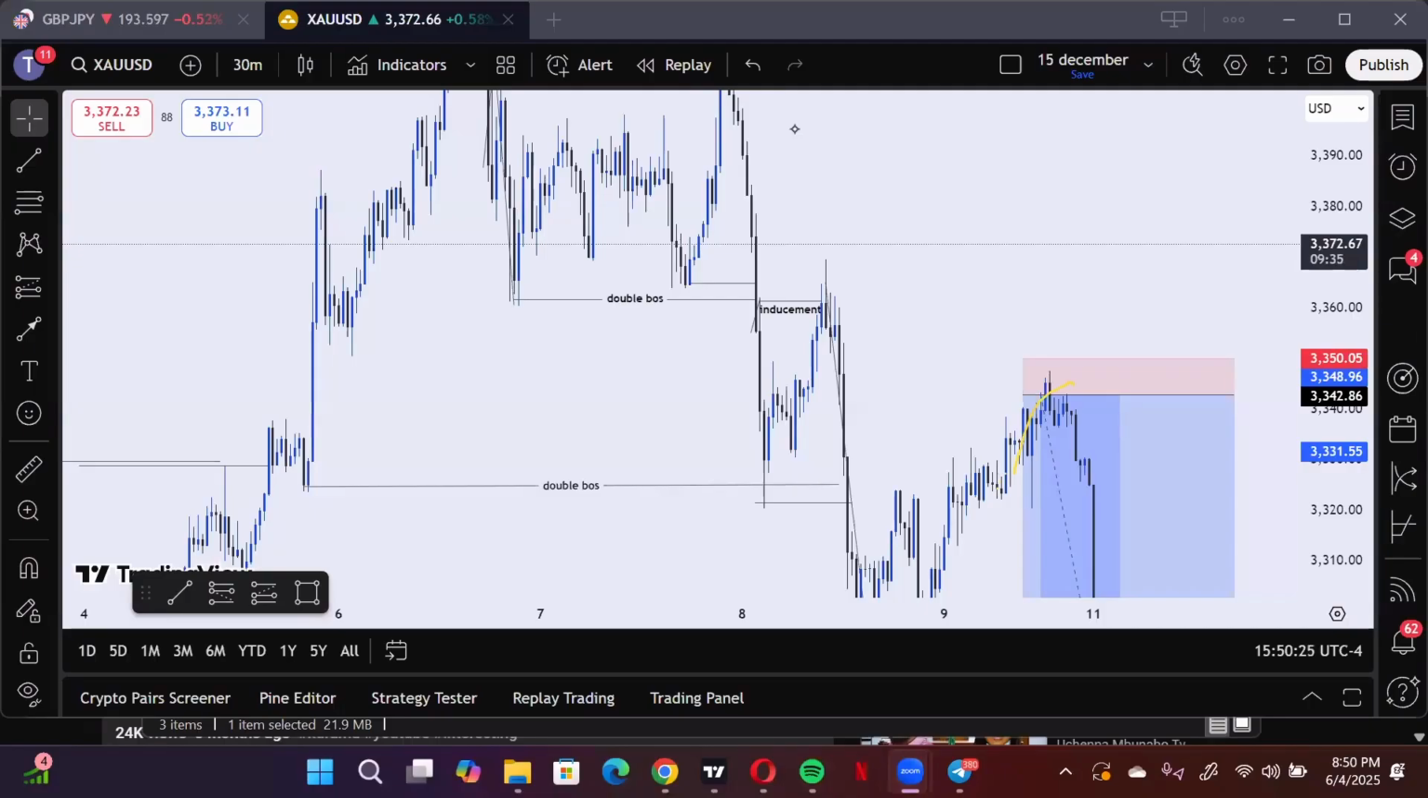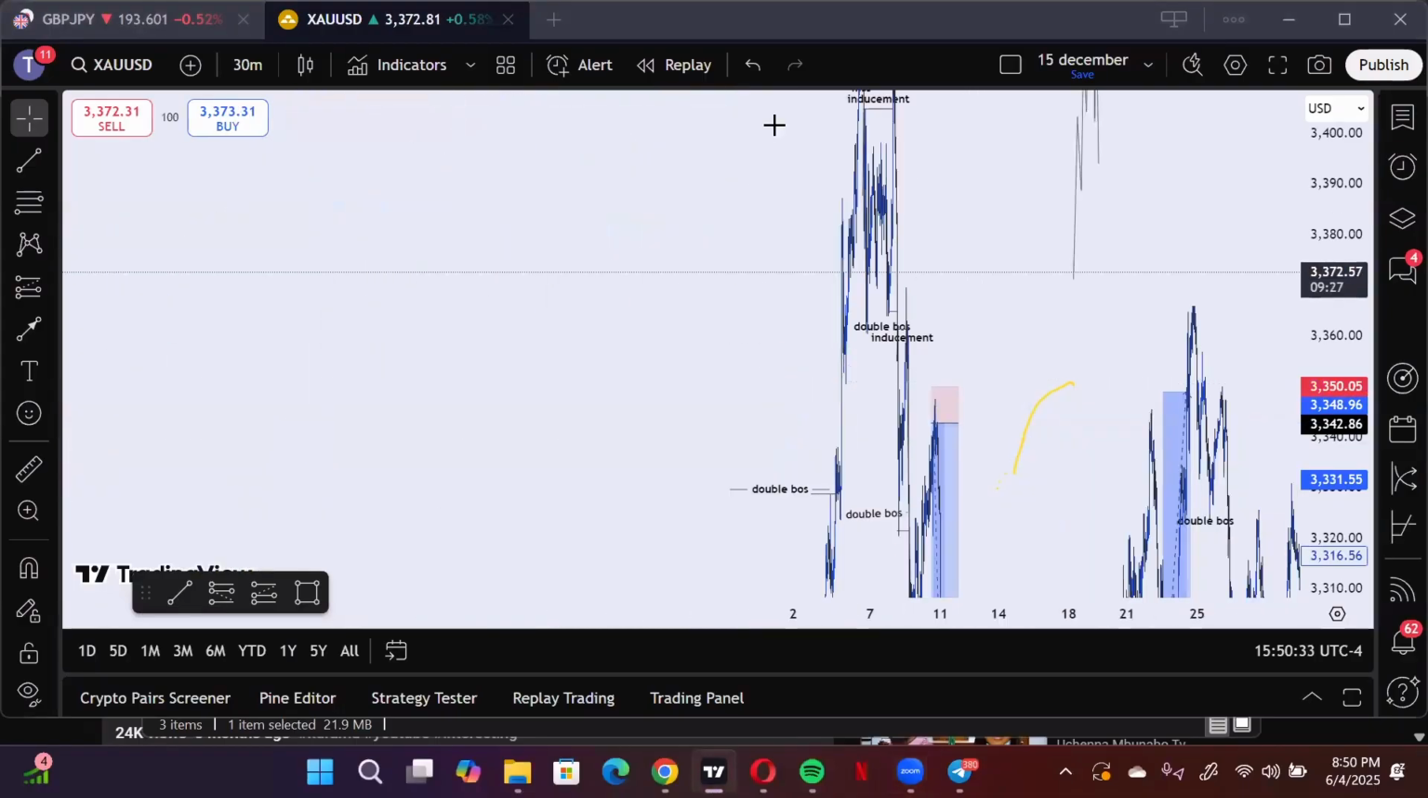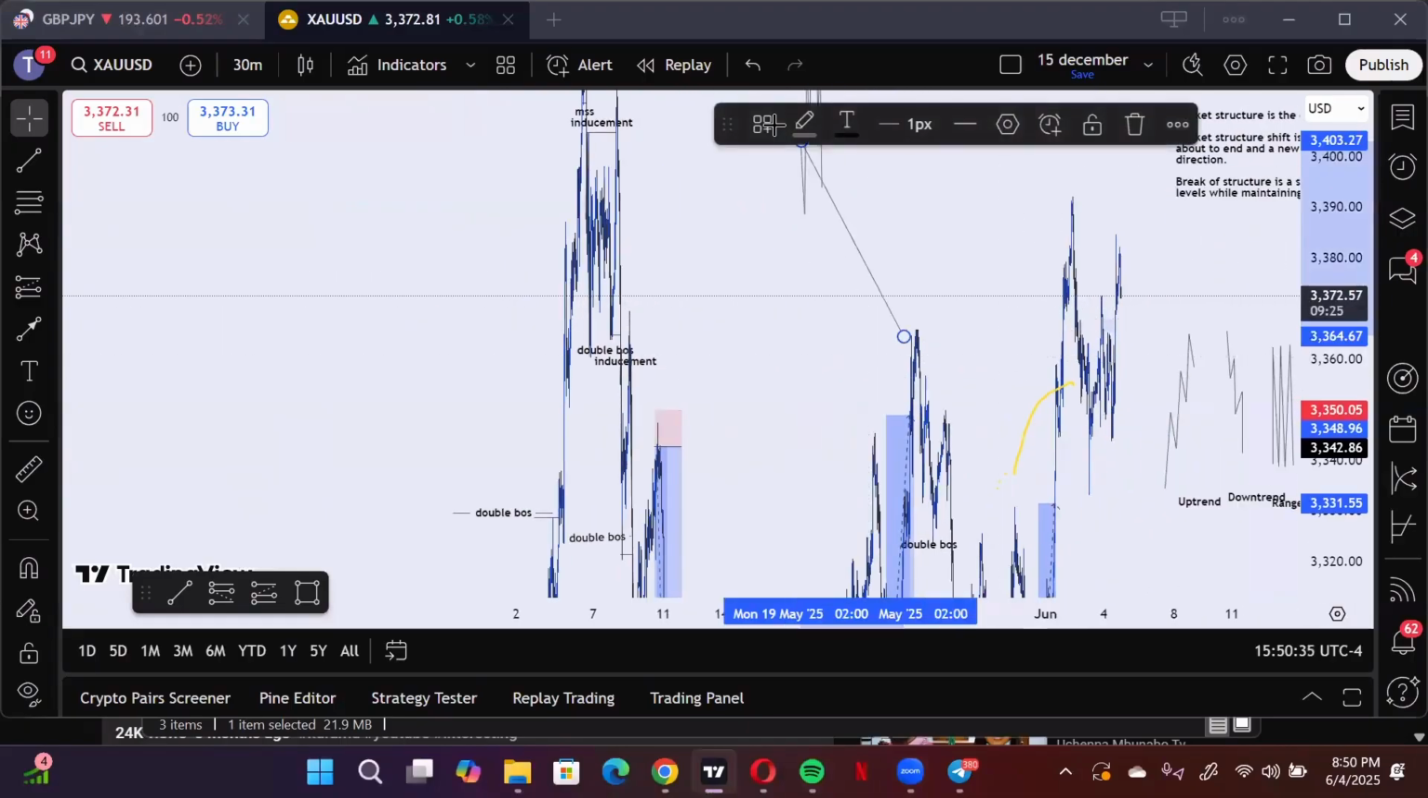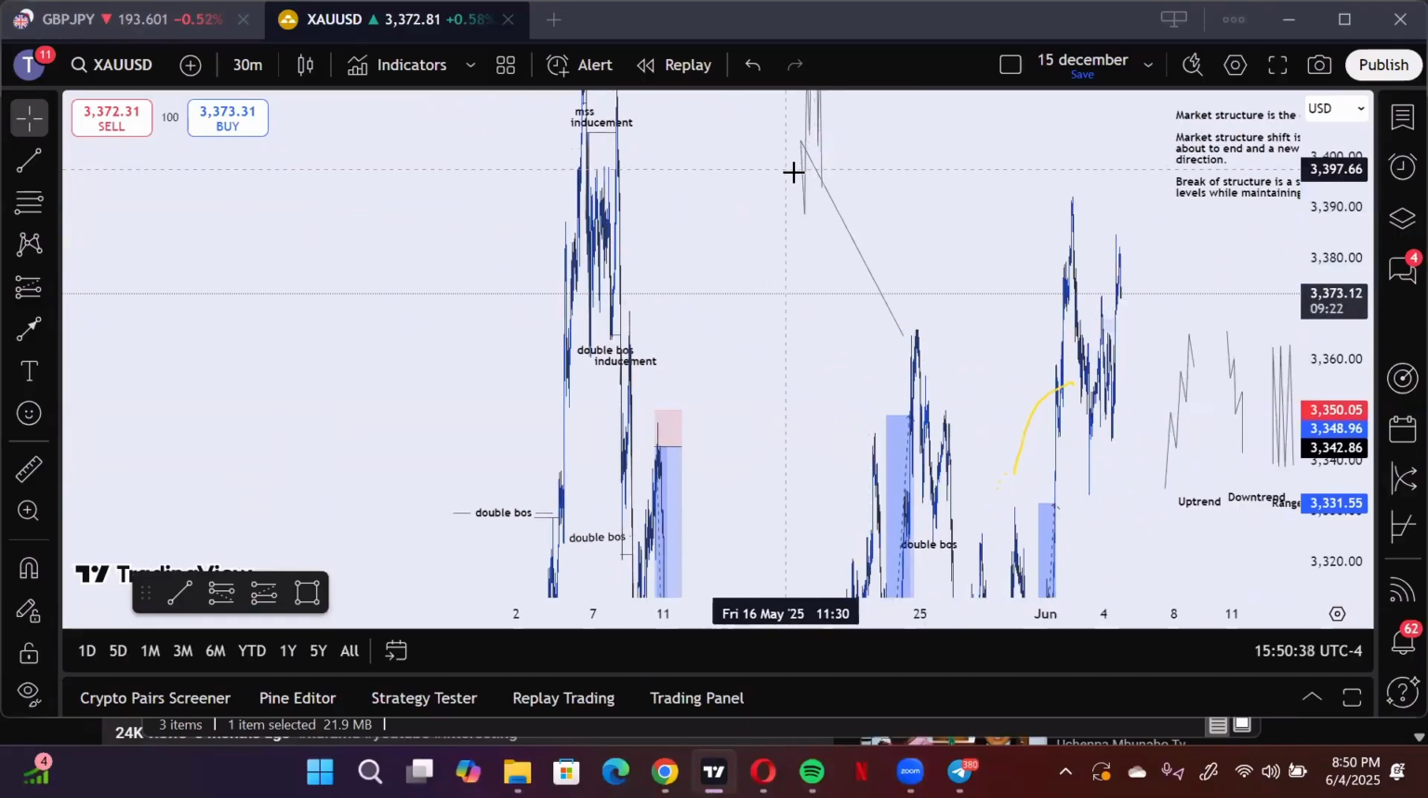If your inducement is multiple candles, just pick one candle there and draw it out. You cannot draw out all your candles. You just have to pick one candle there, the one that is most visible, and then you draw it out. And yes.